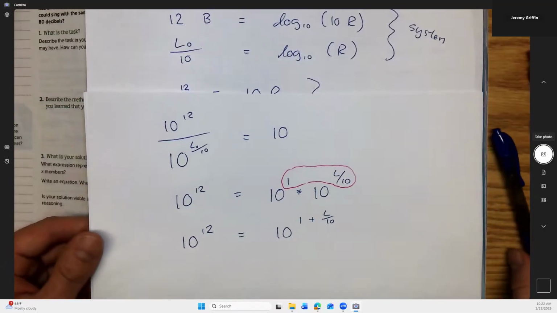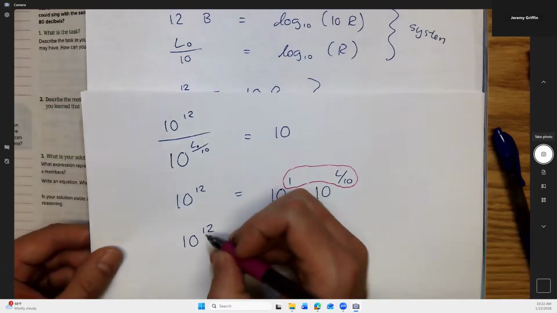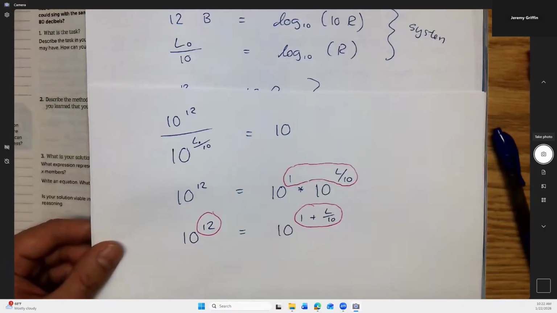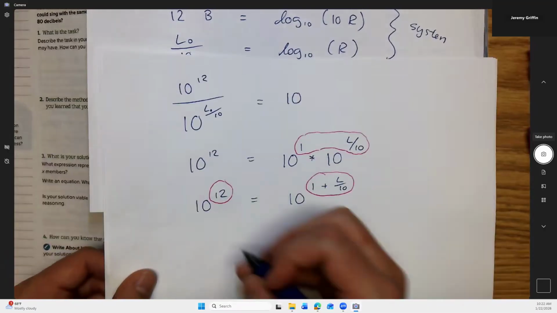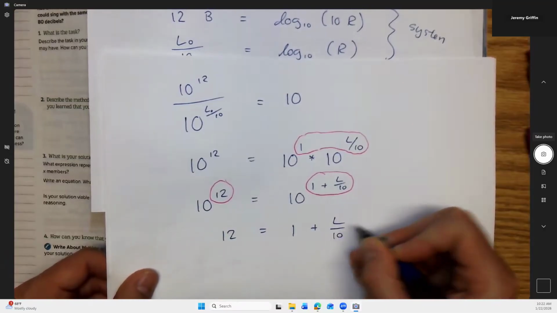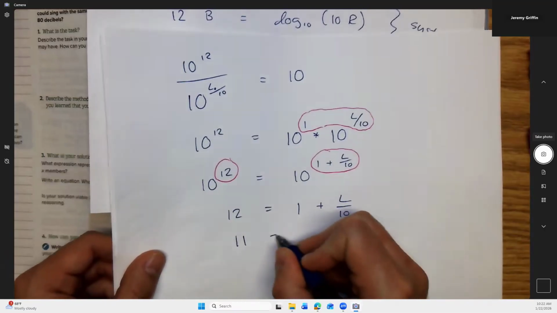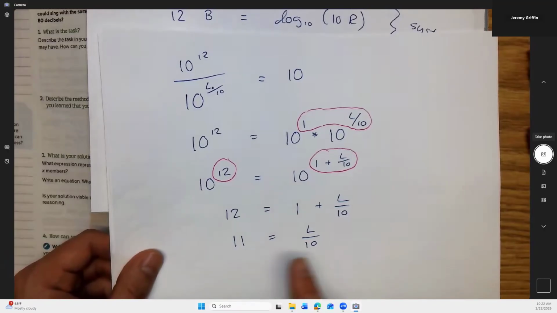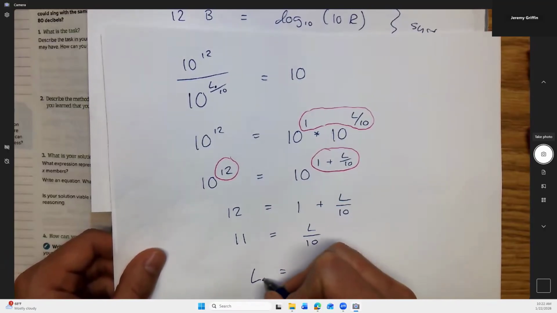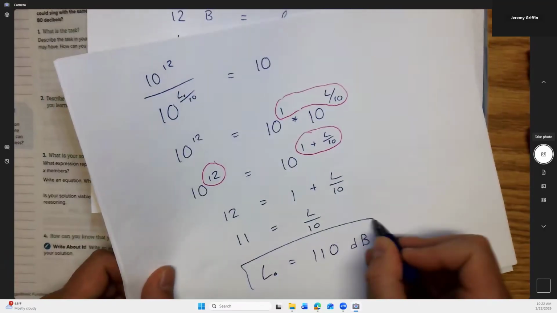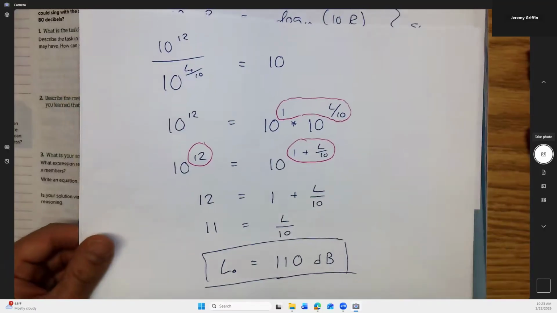Now I could take log base 10 of both sides, but all that would do anyway is give me this exponent equal to this exponent. Do you guys see that? All right, and we're about to finish this off. So 12 is equal to 1 plus L over 10. Subtract 1 from both sides: 11 equals L over 10. Then times 10, the original loudness was 110 decibels. All right, there you go.